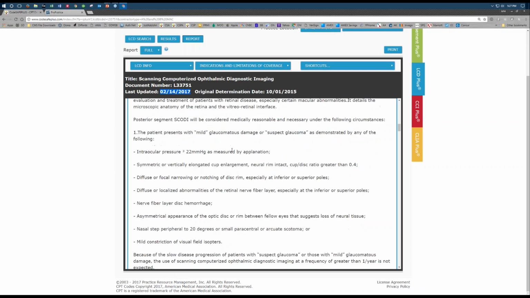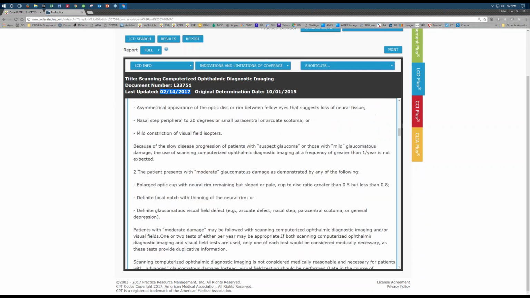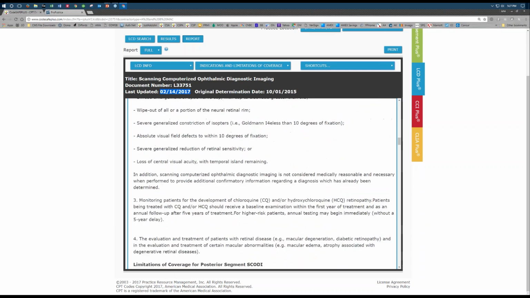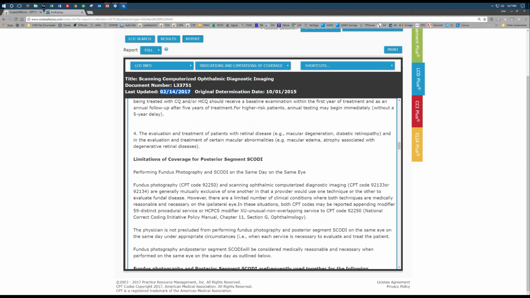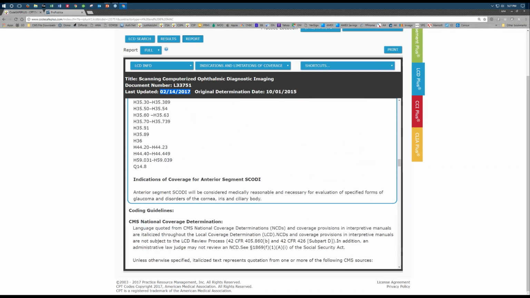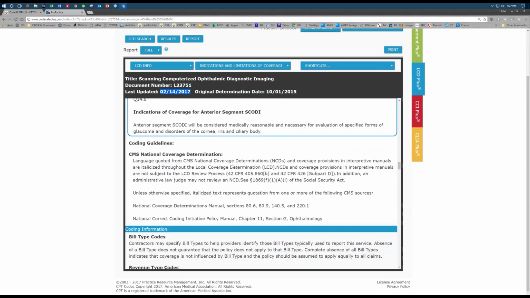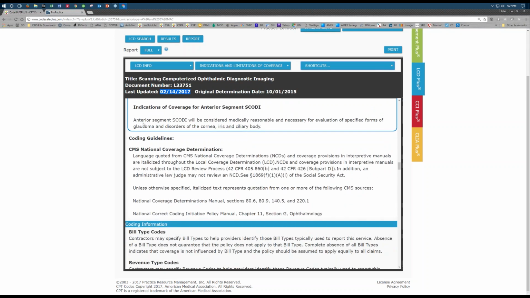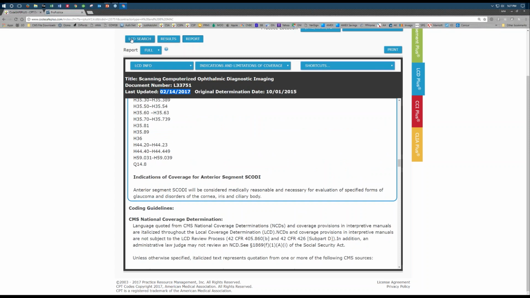So you'll notice that I'll go through and it'll talk about posterior segment OCT, all of that sort of thing. It talks about limitations, and then it also will go here and talk about anterior segment. Now I want you to look at anterior segment. Anterior segment OCT will be considered medically reasonable and necessary for evaluation of specified forms of glaucoma and disorders of the cornea, iris, and ciliary body. Okay, that's the rule that's in place as of today.